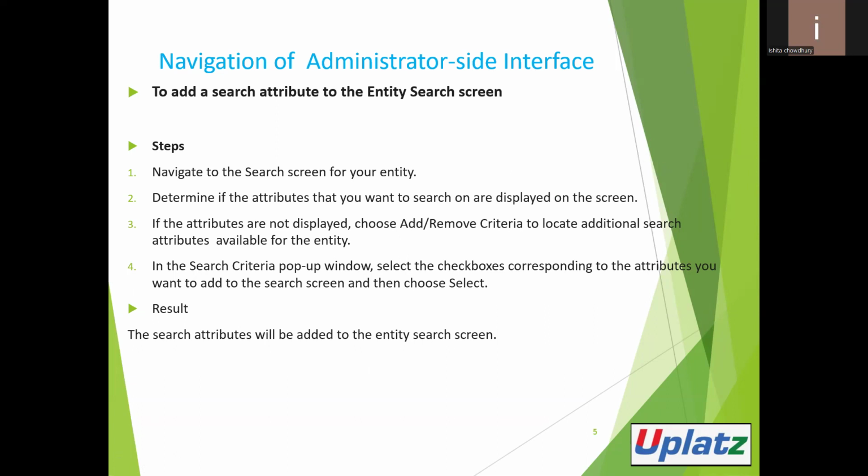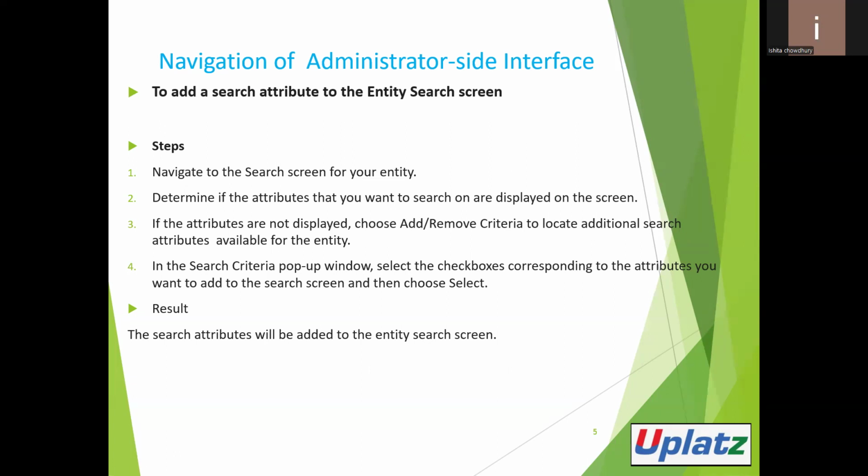Next, what happens if the item filter status is not applicable? The attributes are not displayed. Choose add or remove criteria to locate additional search attributes available for the entity. If the attributes are not displayed, what will you do? You will click on the add or remove criteria. You will locate the additional search filter or field that you're looking for, available for that particular entity. In the search criteria pop-up window, select the checkboxes corresponding to the attributes you want to add to the search screen and then choose select, right?